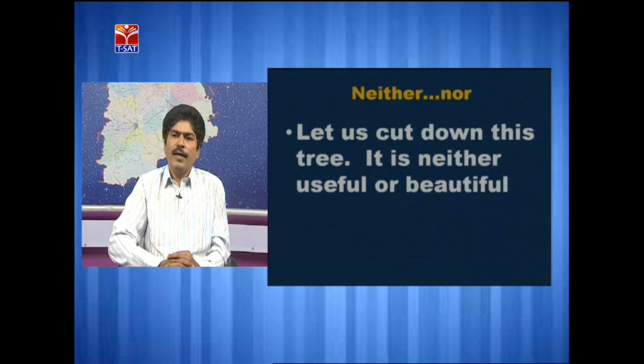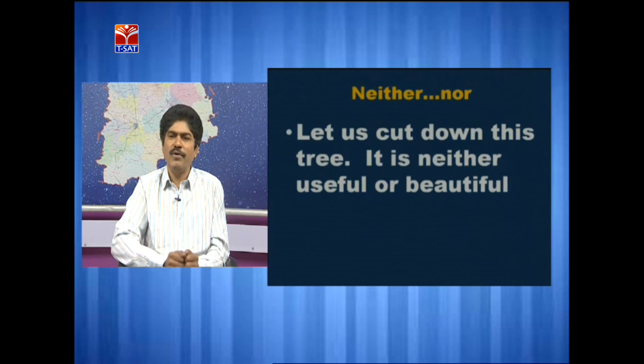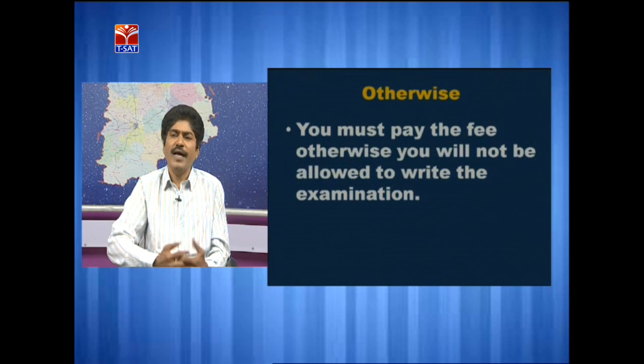Let's cut down this tree. It is neither useful nor beautiful. It is not useful, it is not beautiful, let us cut it down. How do we express it? It is neither useful nor beautiful. Otherwise, here it provides two alternatives. You must pay the fees, or you are not allowed to write the examination. These are two things before that person. You must pay the fees, otherwise you will not be allowed to write the examination. It provides two alternatives.